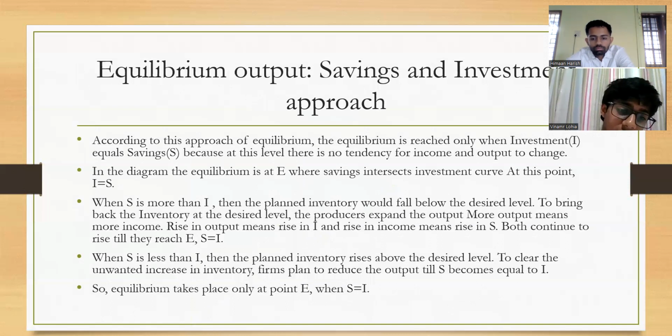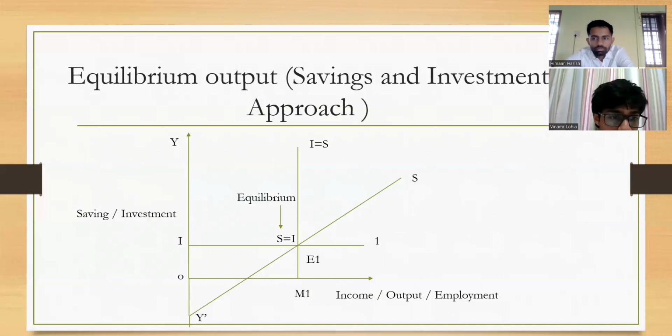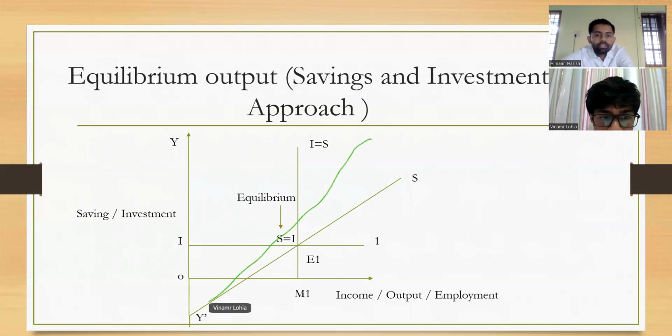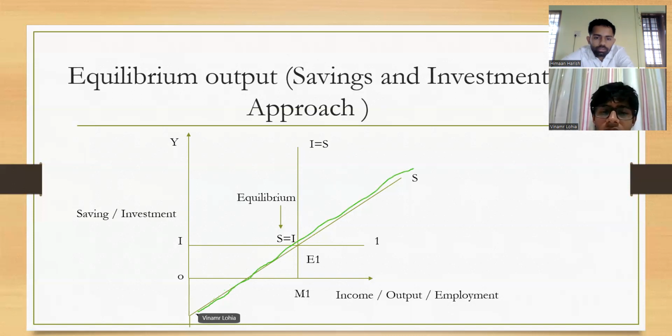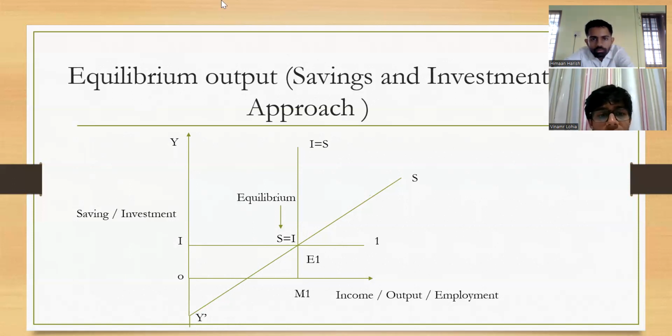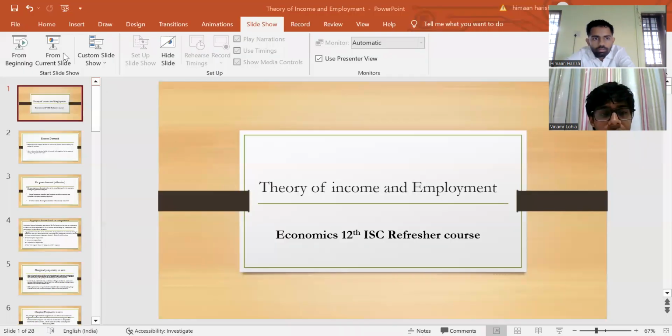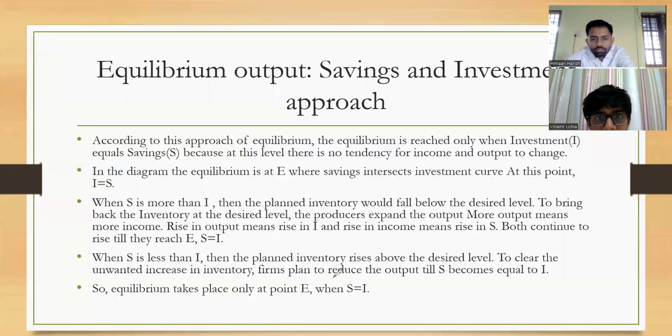One second. So this line is savings, is it? Yes, this is savings. So with the increase in savings, there's a rise in output or a rise in income as well. So on the x-axis, which line depicts the income? We just go back.